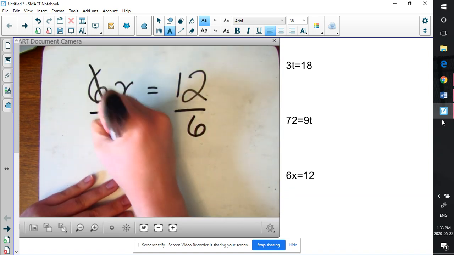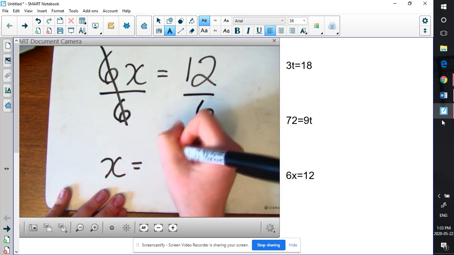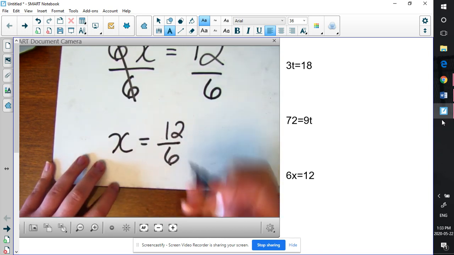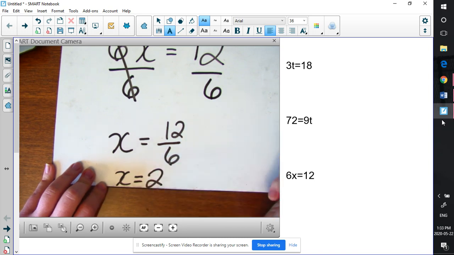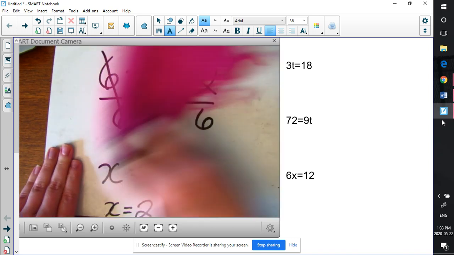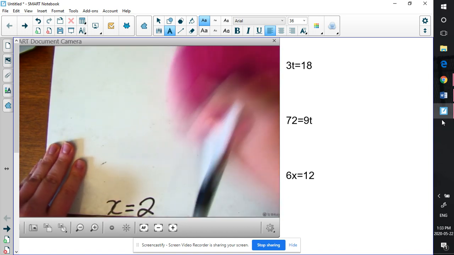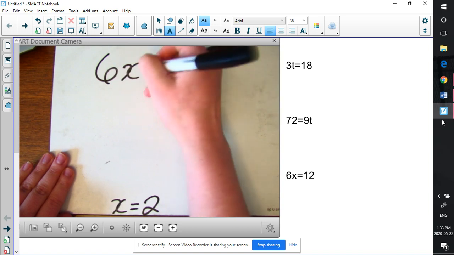Now these 6's cancel. So what I have left is x equals 12 divided by 6. 12 divided by 6 is 2. So x equals 2. Now we've got to go back and check our answer. You always should be checking. Okay, one way to prevent getting answers wrong is just simply checking your work.